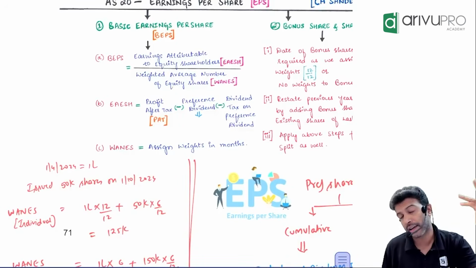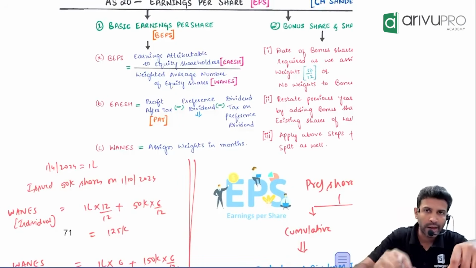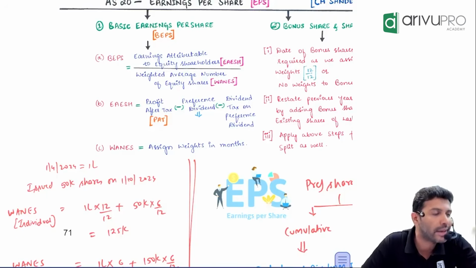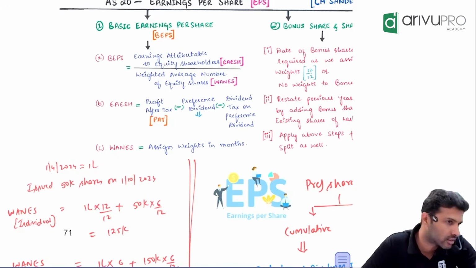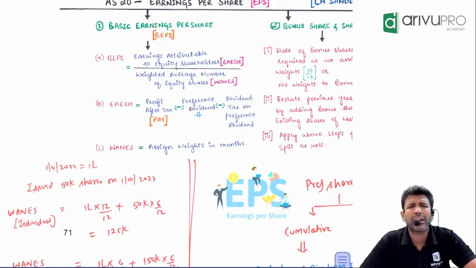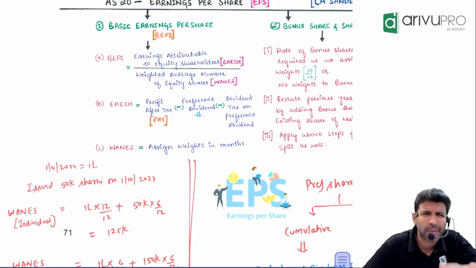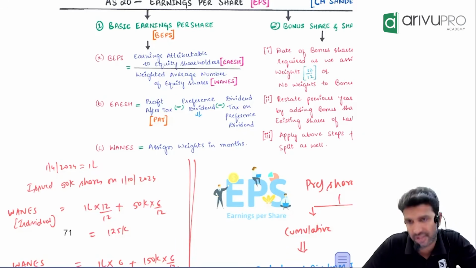So how do you calculate weights? Weights are usually assigned in months. We give the weightage in months, 1 by 12, 2 by 12, 12 by 12, like this. But sometimes if they give you odd dates, like shares are issued on 22nd April, can you easily express it in months, or is it a little odd? A little odd. In that case, you'll give the weightage in days.